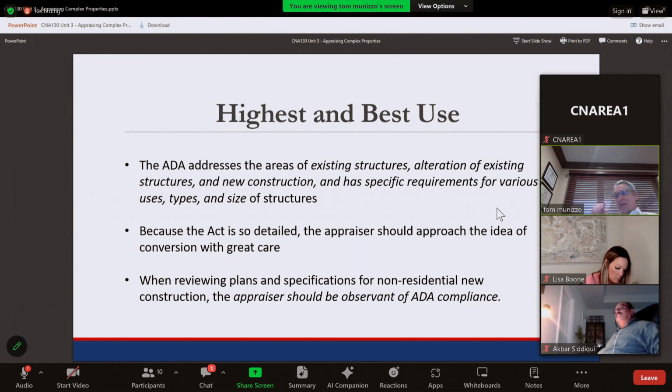So the ADA addresses existing structures, alteration of existing structures, and new construction, and has specific requirements for various uses, types, and sizes. Because the act is so detailed, the appraiser should approach the idea of conversion with great care. And when you review plans and specs for non-residential new construction, the appraiser should be observant of the ADA. Now, like I said, I'm not sure if that's applicable, but if that falls under the Canadian Charter, then you should be aware of that as well.